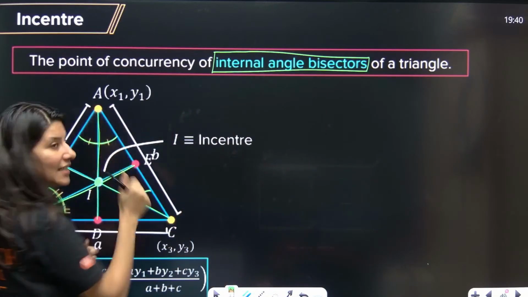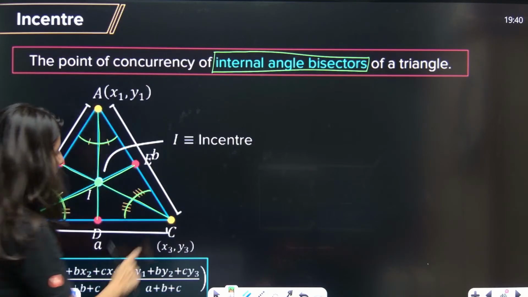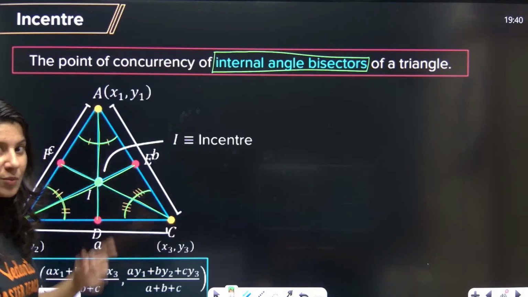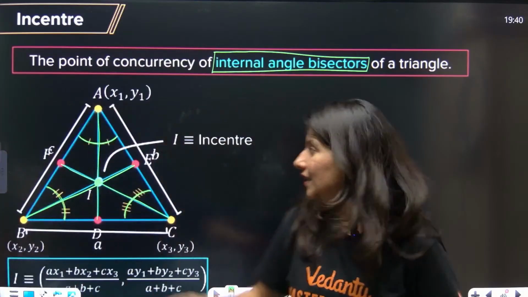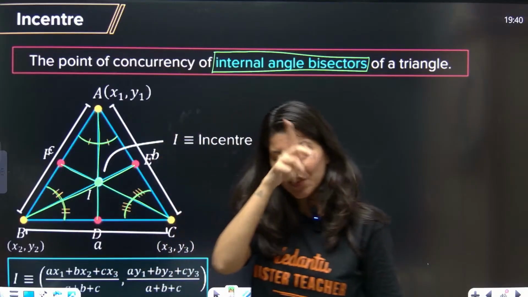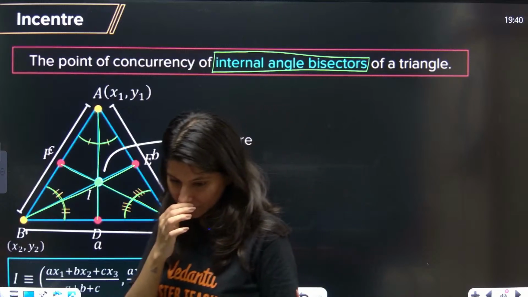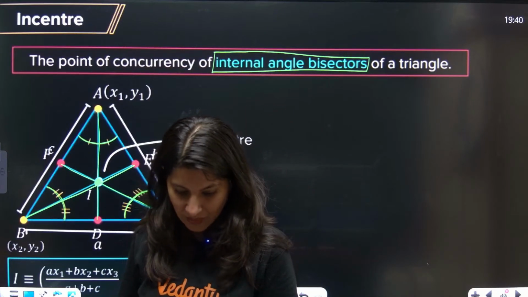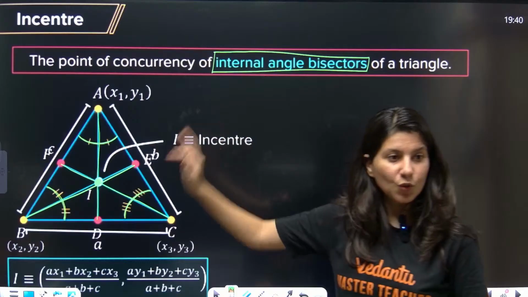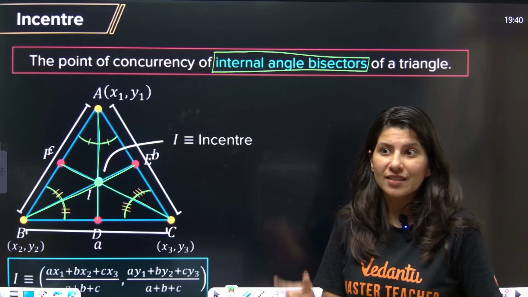A vertex is given to you. B vertex is given to you. C vertex is also given to you. Can you calculate the sides, that is AB, BC and CA? Can you calculate the lengths of all the sides if the vertices are given?